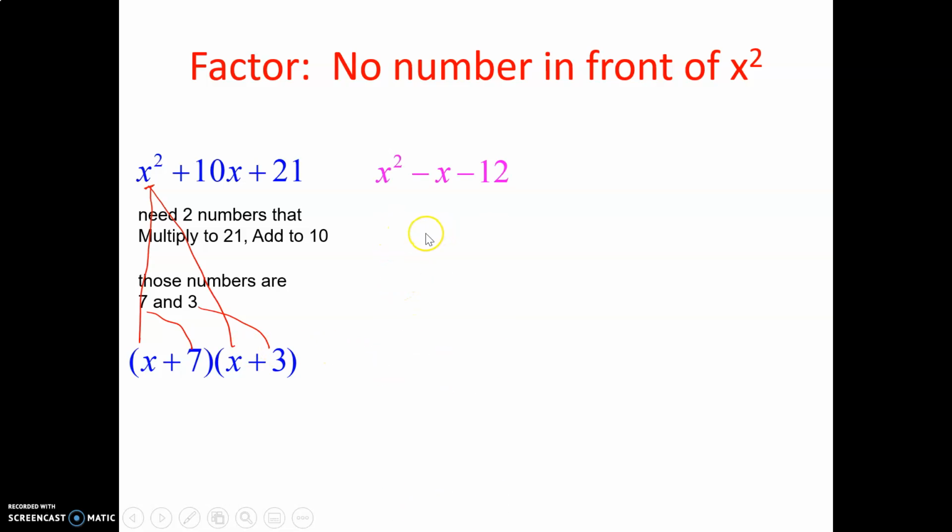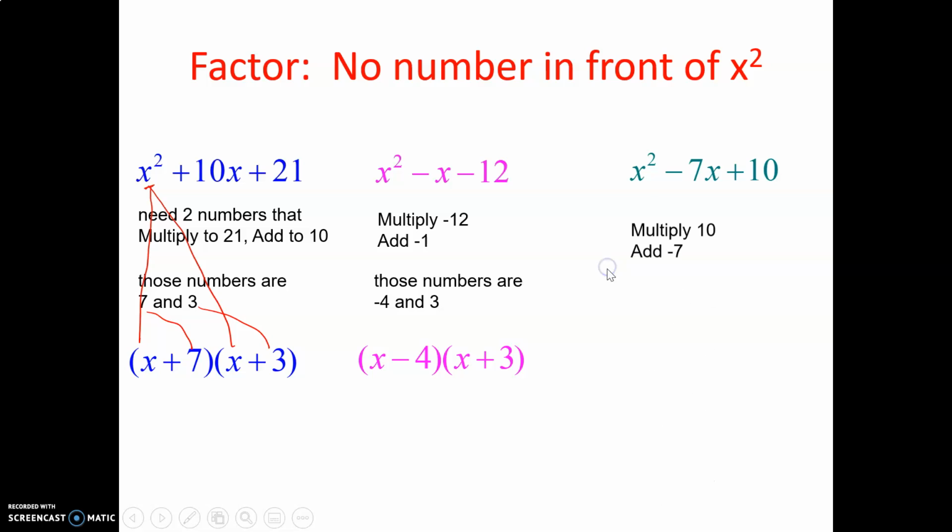Okay, I need 2 numbers that multiply to be 1 times a negative 12, which is a negative 12, and they have to add to be the middle number of negative 1. Those 2 numbers are a negative 4 and 3, no number in the front, so I can place those right into the parentheses in the backs. Negative 4, positive 3, split apart the x squared, they go in the front.